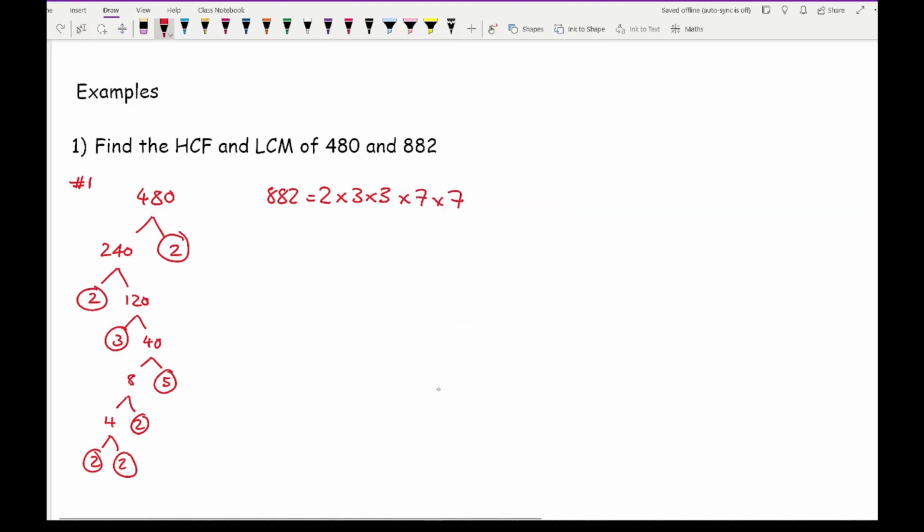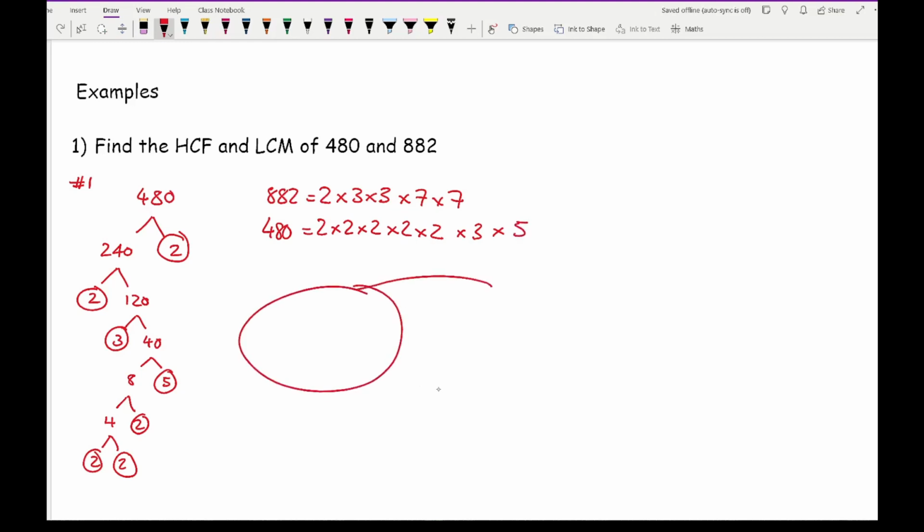So from this, what I'm going to do is write 480, and then write all those circled numbers together. So I've got 2, 2, 2, 2, 2, 3, 5. And for 882, I've got 2, 3, 3, 7, 7. So from this, the next thing I need to do is to draw my Venn diagram. Now don't worry about the neatness, don't worry about drawing a box around it, that's not going to be an issue because this is just the working out.